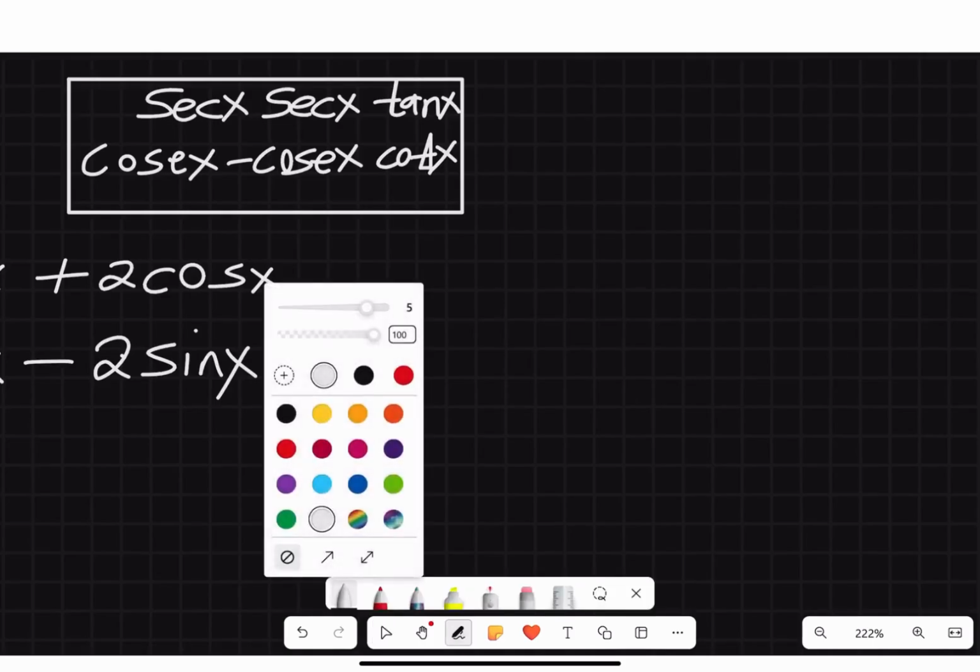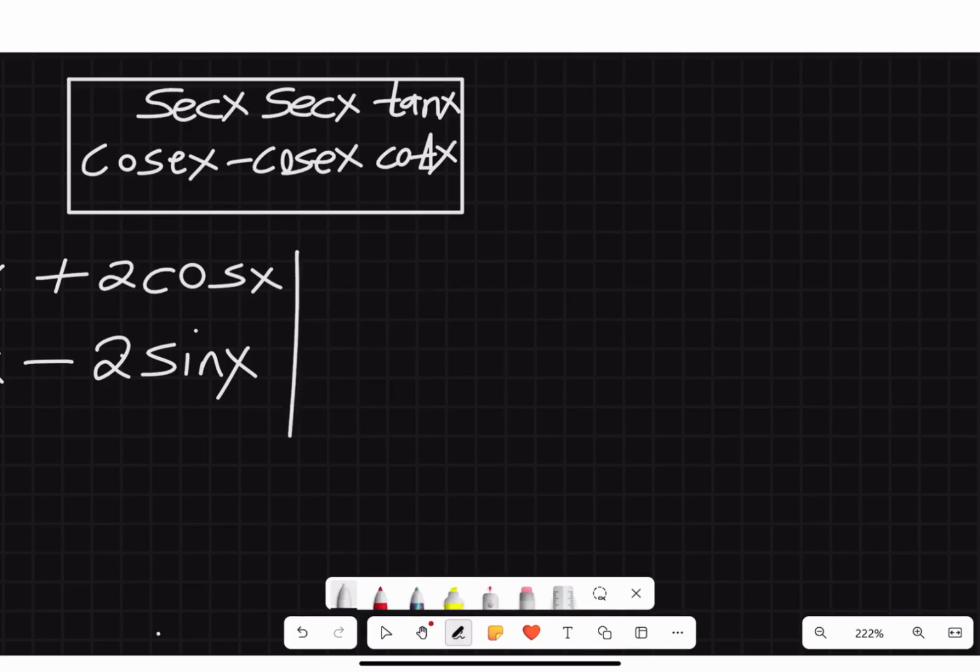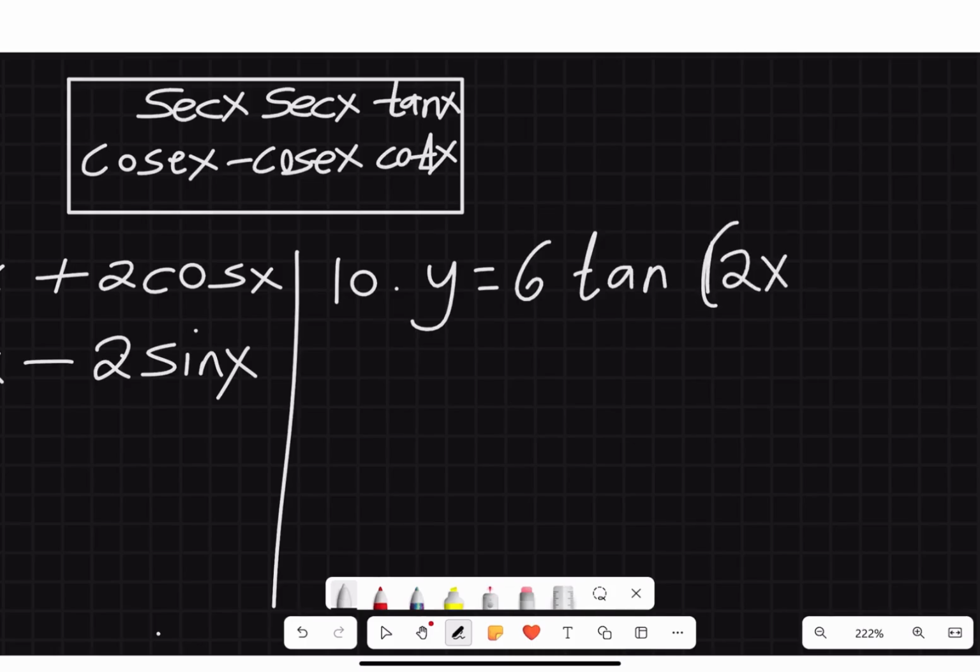I'm going to do number 10 here on the side. So let's do this. So number 10. If you check number 10, we are given y equals 6 tan in bracket 2x squared minus 4. And then we are asked to differentiate that. So y prime would be, remember the constant stays, so the 6 is still there.